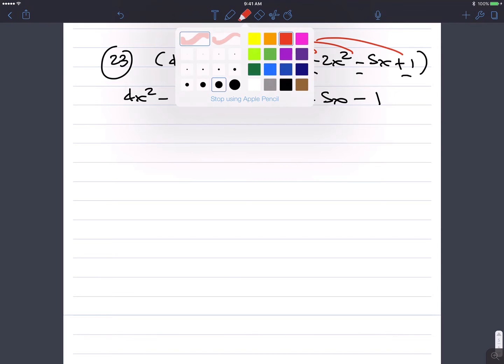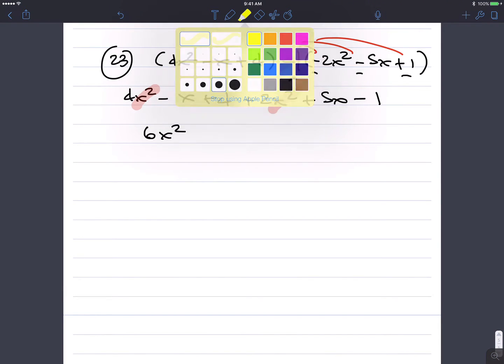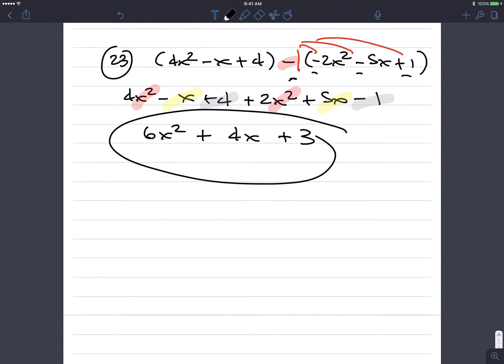Let's identify our apples. 4 apples plus 2 apples gives us 6 apples. I owe a banana. I have 5 bananas. That means I have 4 bananas. I have $4 and I owe $1. That means I have 3. And you're done.